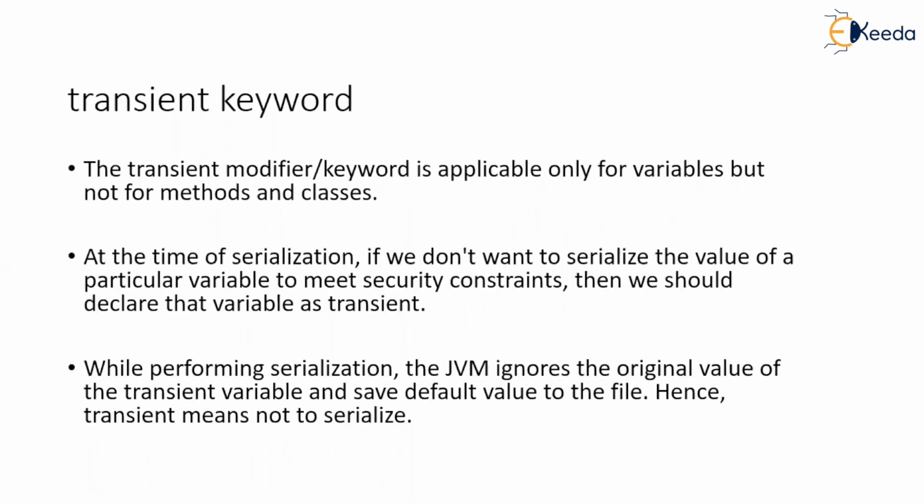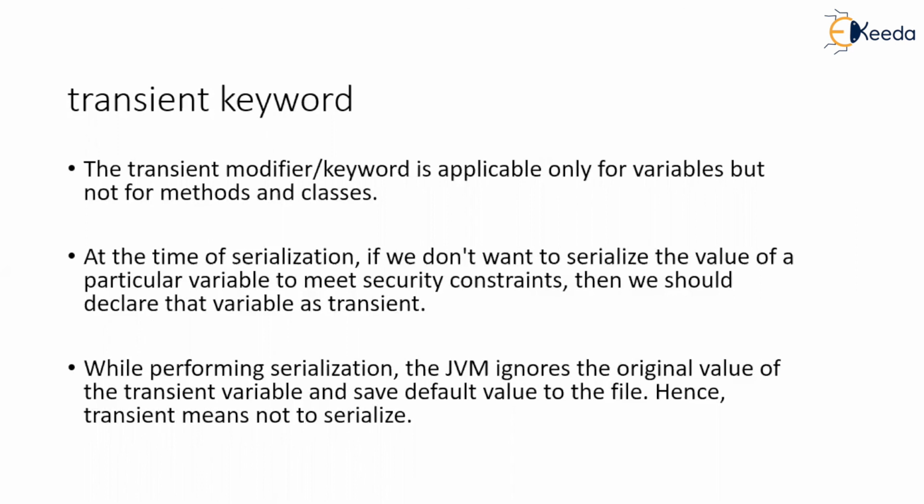Then there is a keyword or modifier named as transient. It is applicable for the variables, but it is not used with the methods and classes. So a variable can be declared as a transient variable. At the time of serialization, if we don't want to serialize the value of a specific variable because of certain constraints, then that variable can be declared as a transient variable.